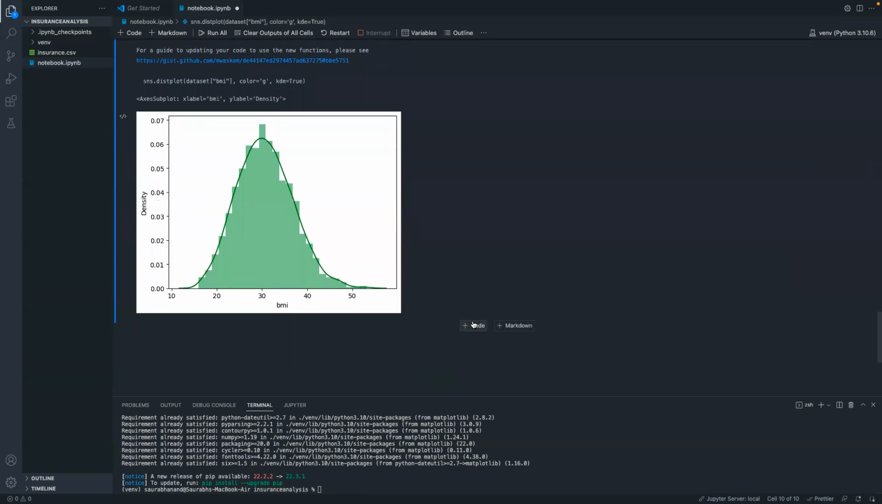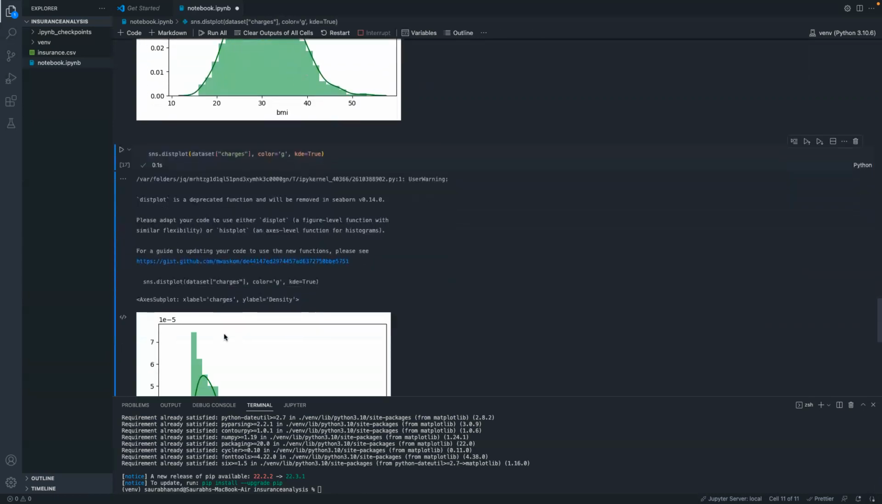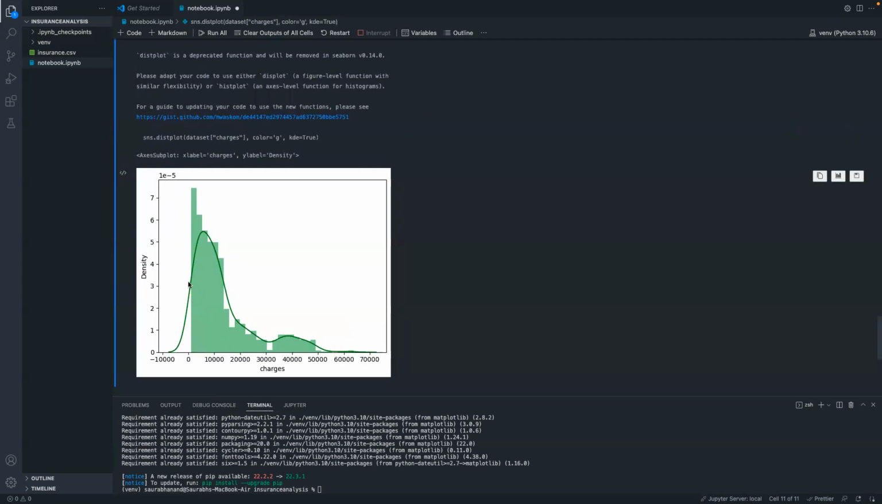And let's have a look at our target feature now, and see how my charges are distributed. For charges, you can see it's mostly a graph skewed to the right, where the density is concentrated around this region. Some people incur most of the charges for basic insurance, whereas these are some outliers that you see, which can occur for emergency situations where you have to pay more for insurance.